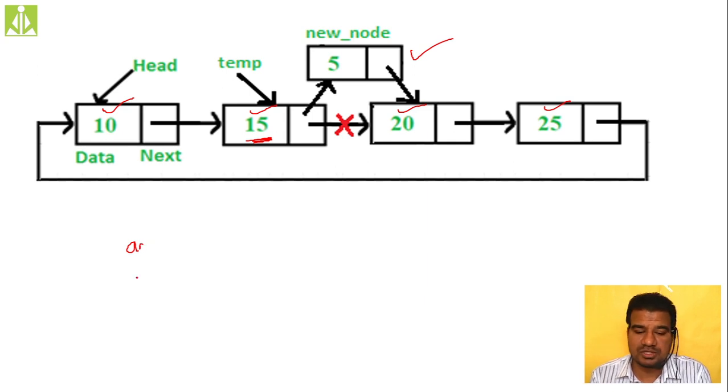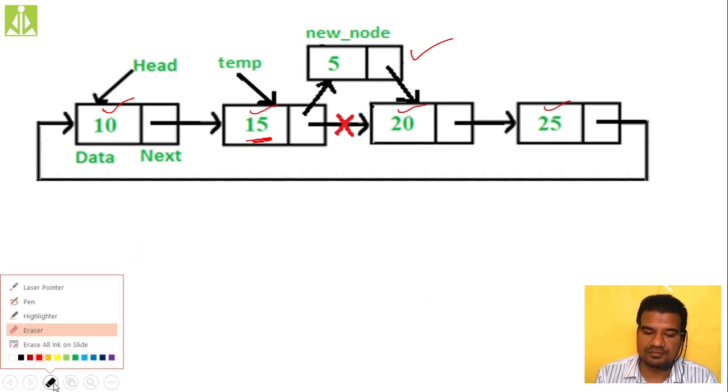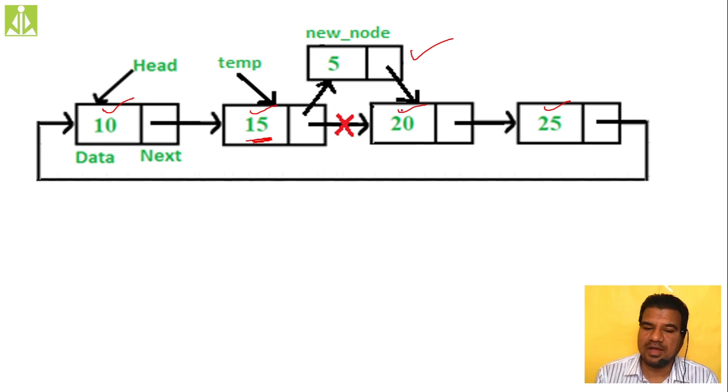How I have to call this add after function: let me just clear this one, because I need to utilize this space, and I will write that on top. So add after of, pass the key value after which you want to insert the new node. The key value is 15, so 15 comma then 5, like this.